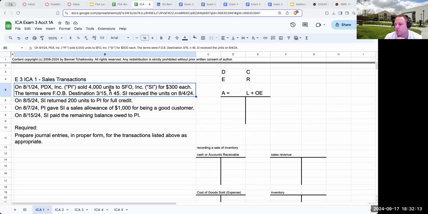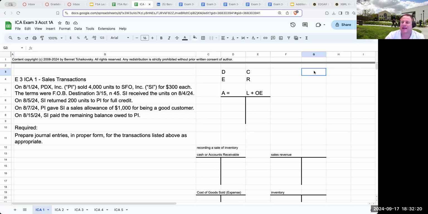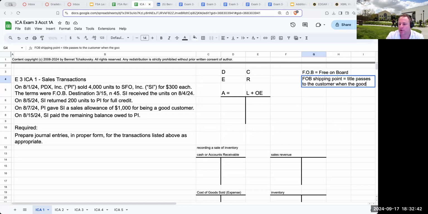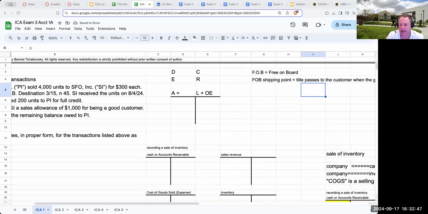units on 8/4/24. A couple of things here. What does FOB destination mean? Well, I'll never ask a student that again, but for accounting purposes, FOB means free on board. It's a shipping term. It refers to when title passes to the customer. If something is FOB shipping point, title passes to the customer when the goods are shipped. Okay. As soon as they're shipped, title passes.